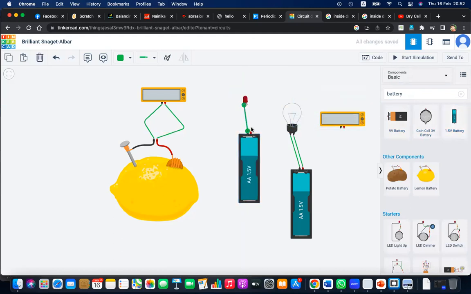Let's try. Here you cannot see the LED. Let's use this LED bulb here.